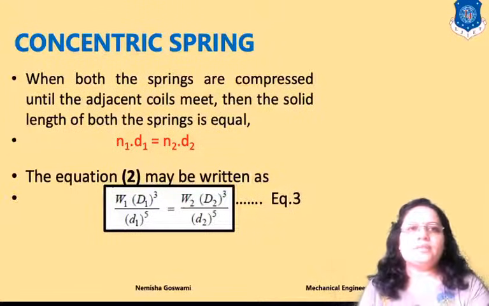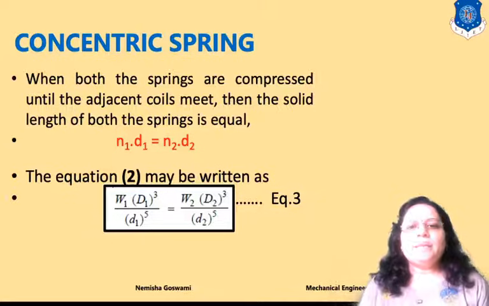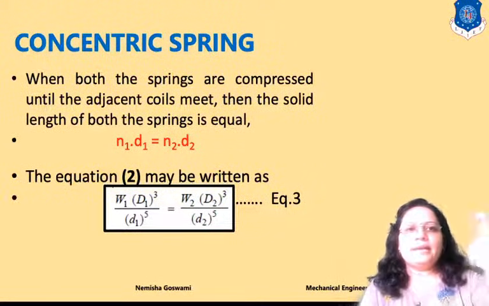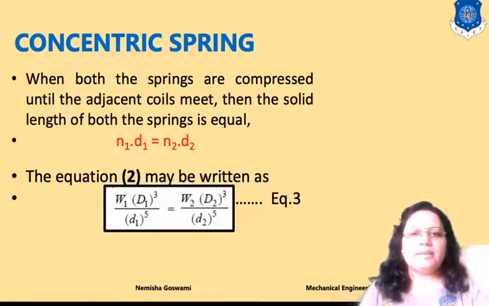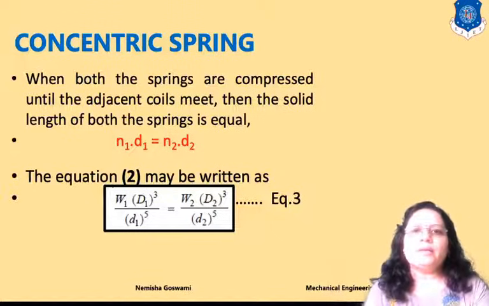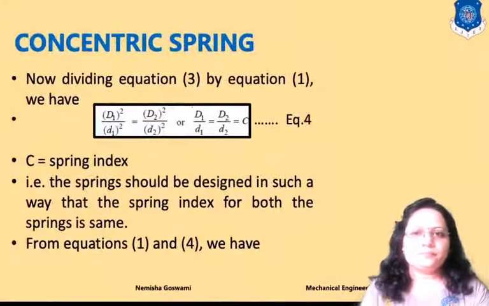So after solving this equation, W1 multiplied by D1 cubed divided by small d1 to the power 5, because we have multiplied and divided by N1 d1 in both the upper side and lower side, is equal to W2 multiplied by D2 cubed divided by small d2 to the power 5. So this is equation number 3.